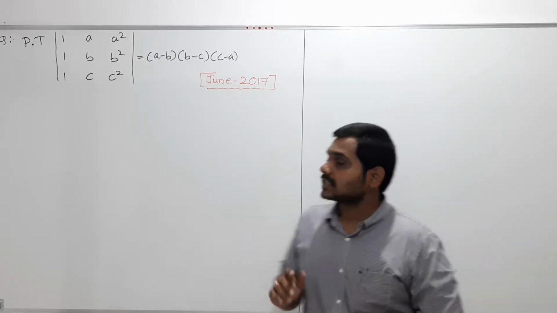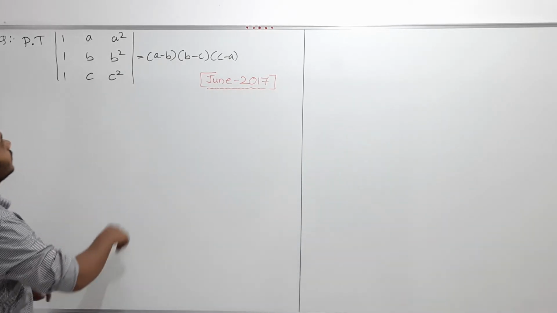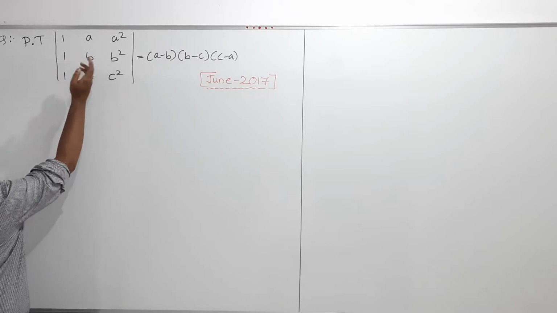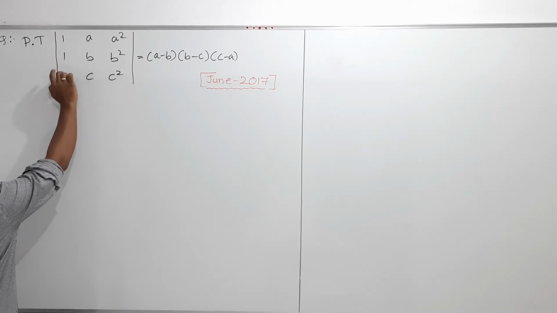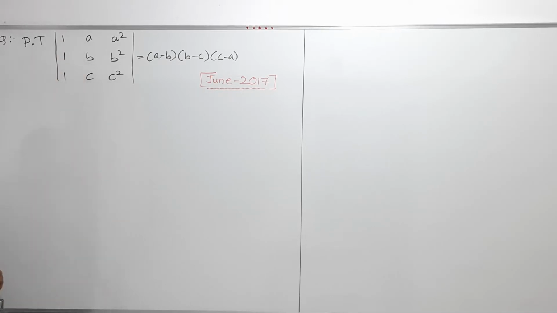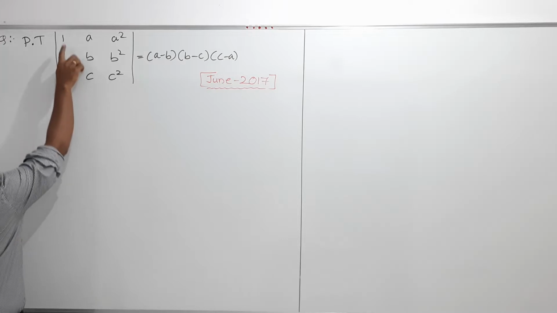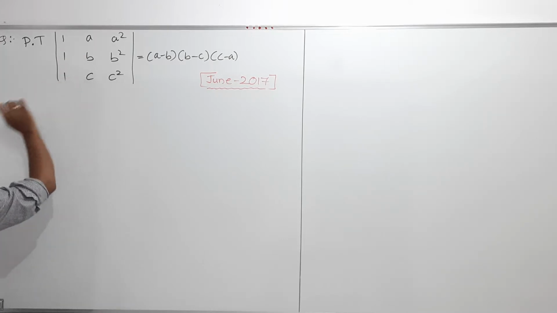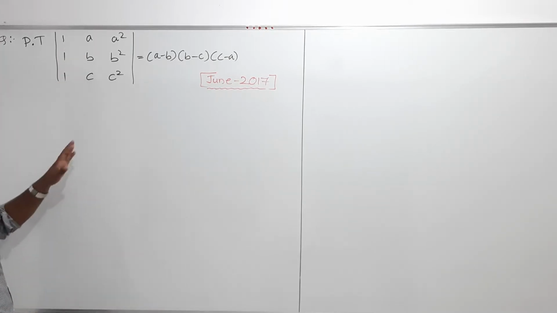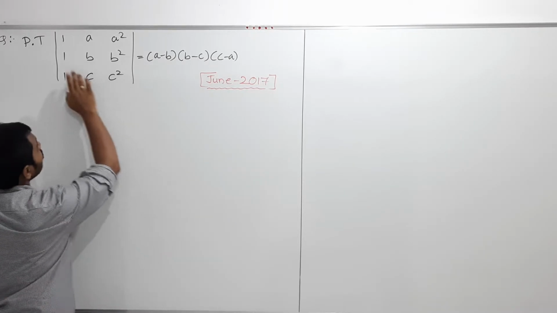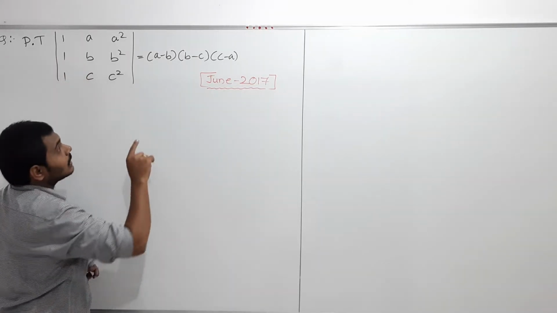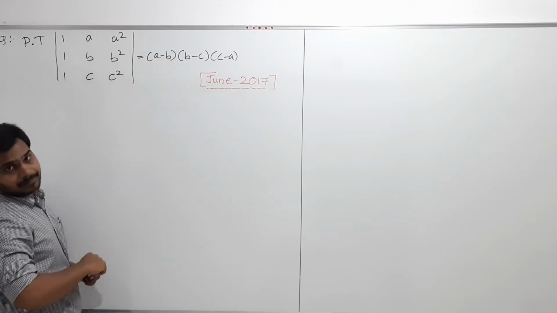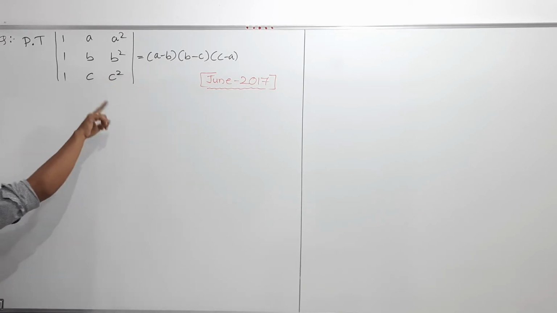Clear? For that, first see here, my students, what I do. Either row 2 changes to row 2 minus row 1, then this element will become 0. And next row 3 minus row 1, then this element will become 0. That would also be fine. But here I require a minus b, so a minus b is obtained.